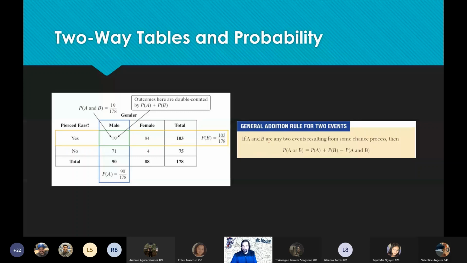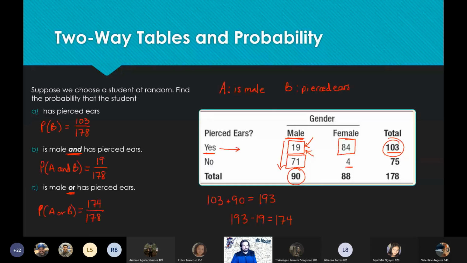we have the general addition rule for two events. If A and B are any two events resulting from some chance process, then probability of A or B equals the probability of A plus the probability of B minus the probability of A and B, which is exactly what we did here. We added them and then subtracted the and, the 19.